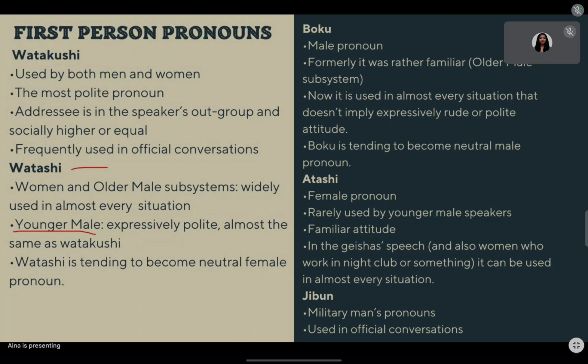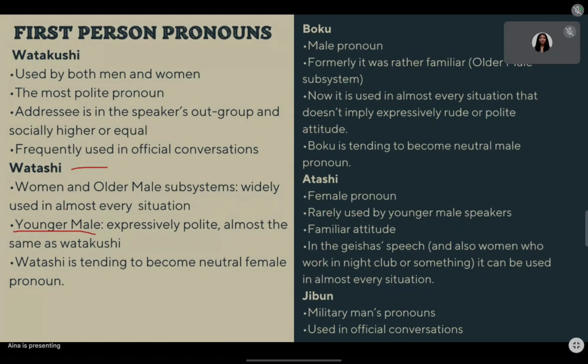Okay? And although kapag gumamit nito ay sa mga familiar attitude like kunyari classmates, friends, no? It doesn't imply if it is rude or polite attitude, no? So boku is tending to become neutral male pronoun. Yes, boku is ginagamit lang ng mga lalaki.